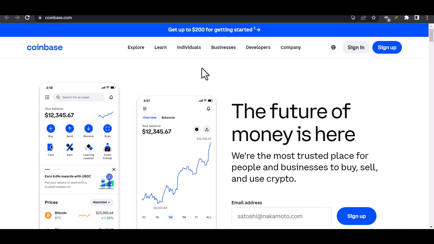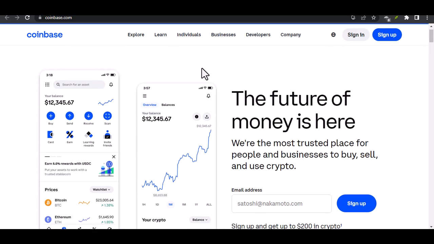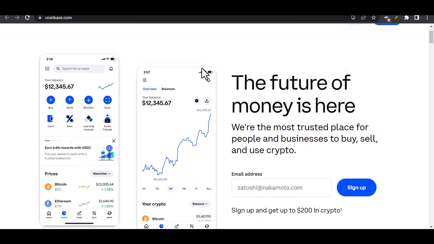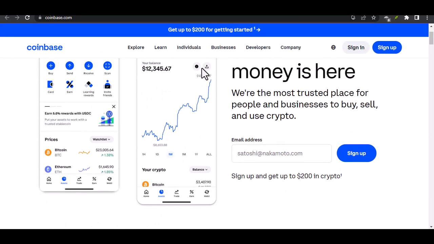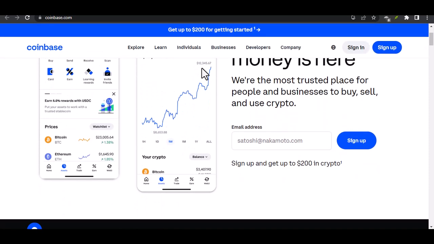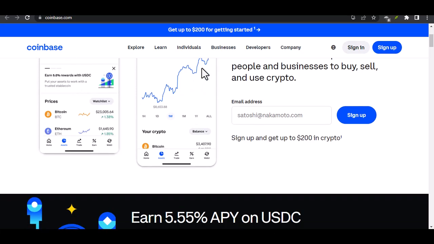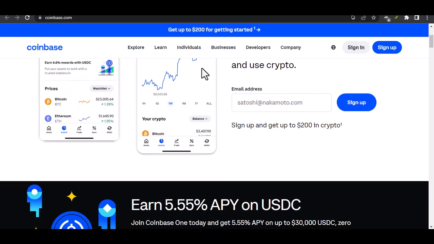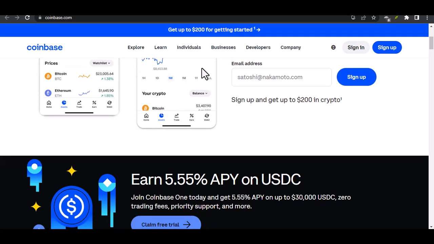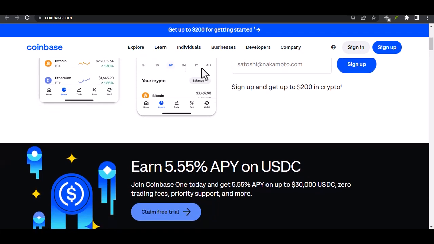Have you ever wondered what's the smallest amount you can send on Coinbase? It's a common question, especially for those just starting their crypto journey. In this video, we'll break down the minimum requirements and explore some factors that might influence the amount you can send.